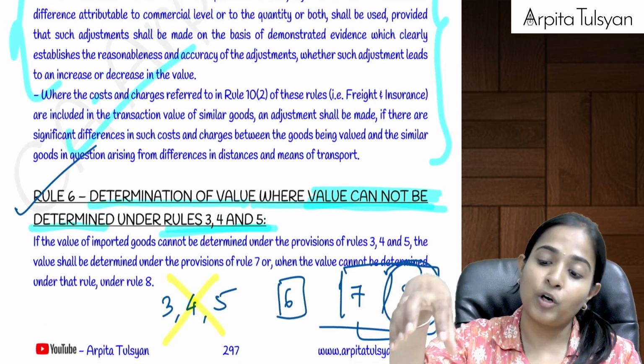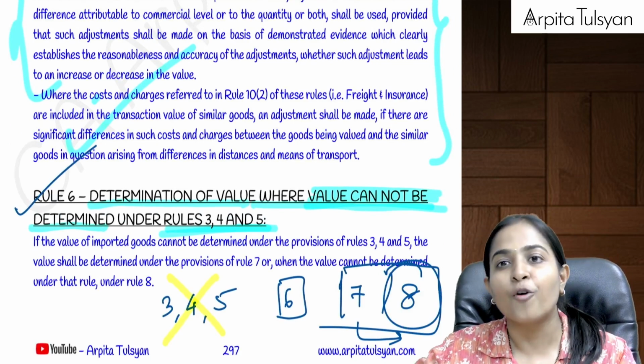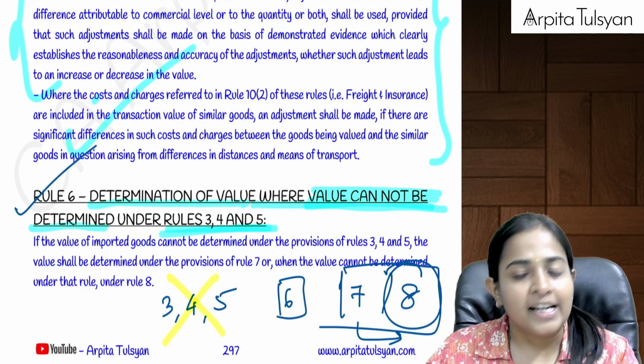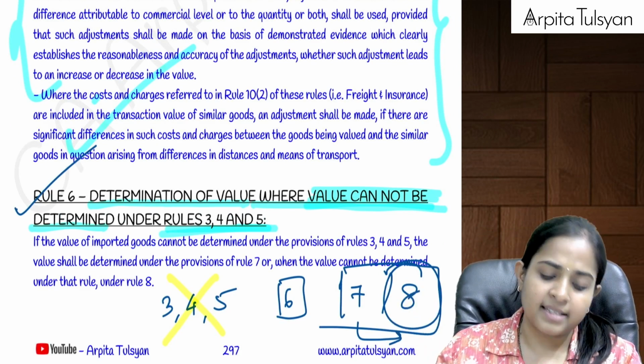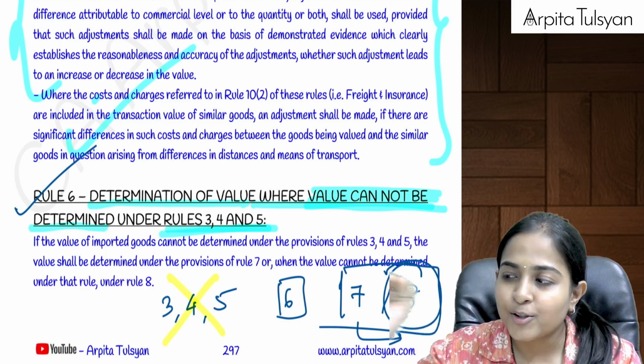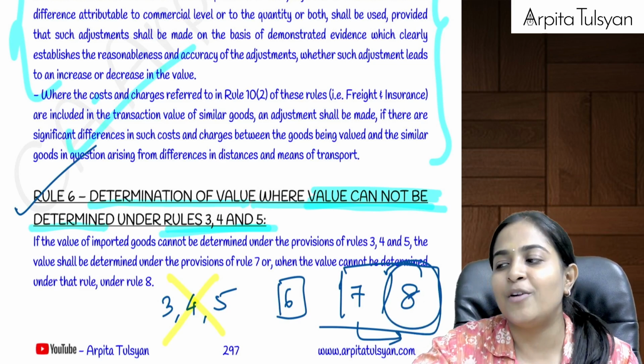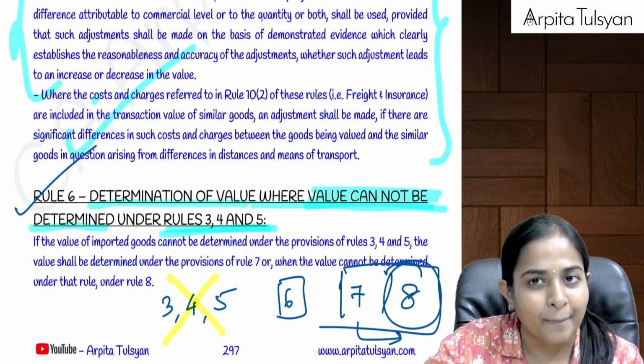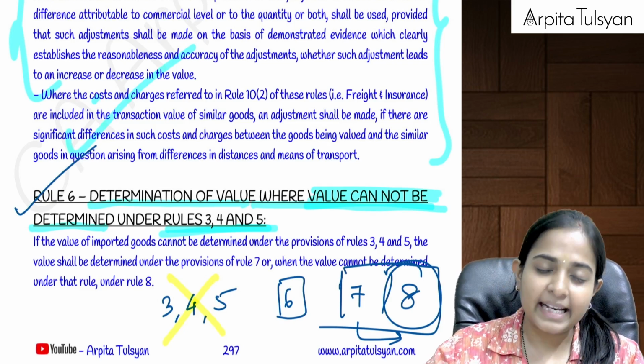Now suppose you are not able to do the valuation as per rule 3, 4, 5, then go to rule number 6. What does rule number 6 say? Rule number 6 says don't worry. If till here also you are not able to find the value, then do the valuation as per rule number 7 or rule number 8 in sequence.